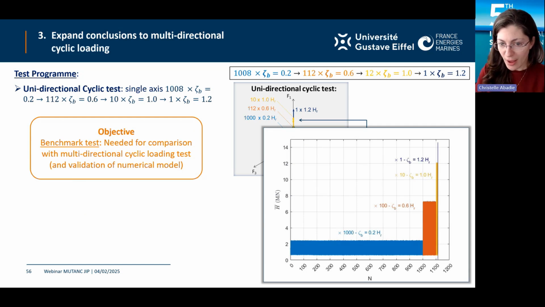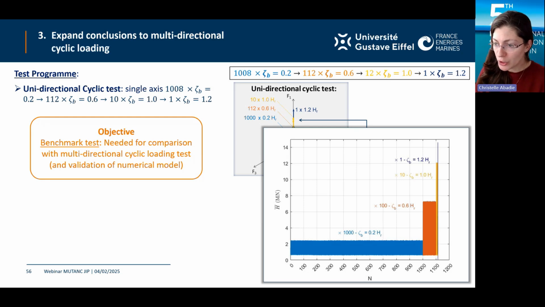Okay, super. So in this test program, the objective is simple. It's just to have a benchmark test to compare against. It's also been used in another study that's done in parallel of the centrifuge tests, which is numerical, and it's used for validation and calibration, so it's quite important. And it's used to compare the future multidirectional cyclic tests.